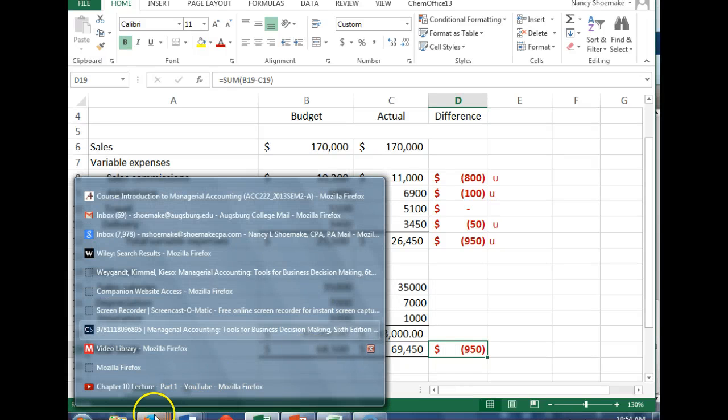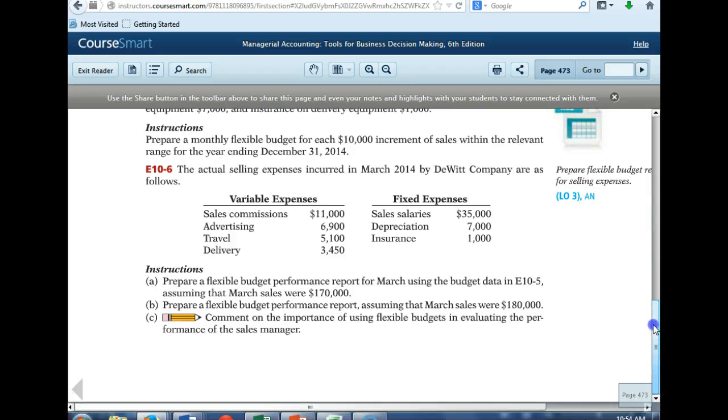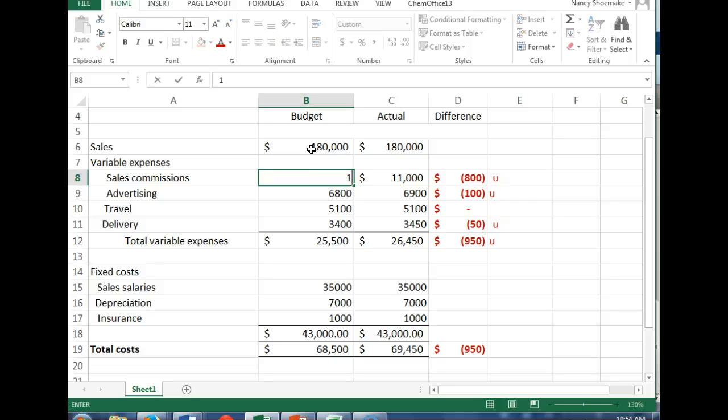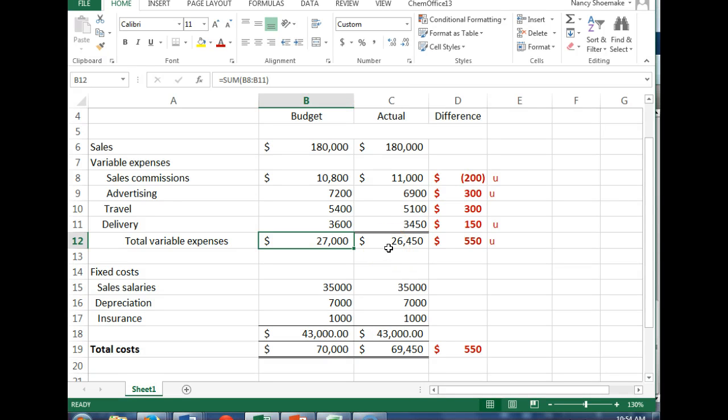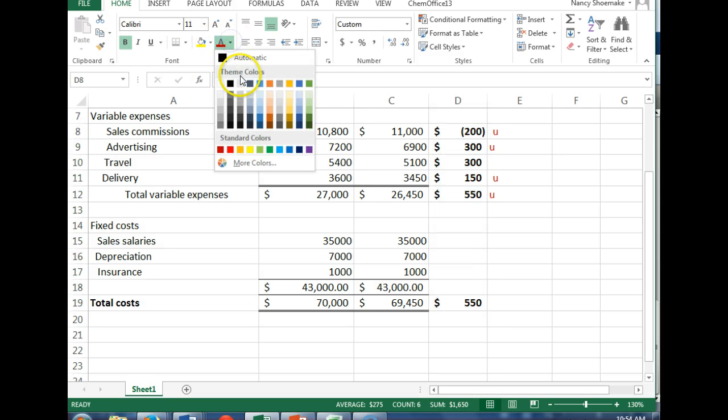Now we need to prepare a flexible budget performance report, assuming that March sales were 180,000 instead of 170,000. So we're going to budget 180. Our actuals 180. Our sales commissions should be 10.8, but they actually came in at 11. Our advertising should be 7,200, 5,400, 3,600, and yet we're keeping our actual where it is. Our fixed is going to remain the same. But look what happens here. This ends up being favorable.